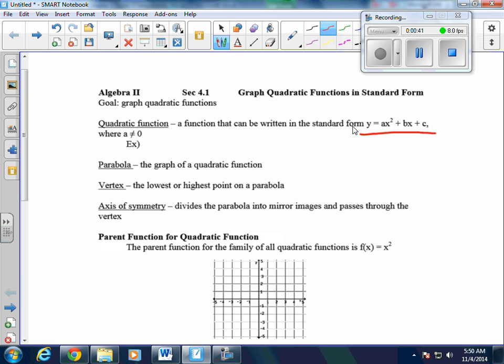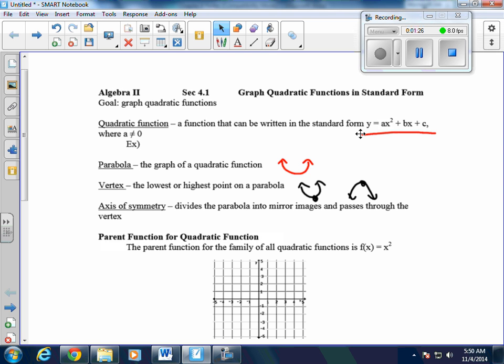Now, if we look at quadratic form, we know that the shape is going to be a parabola. And that's a graph of the quadratic function. Now, a parabola is simply a U-shaped curve. Okay, so it's going to open up, could open down, but it will make a U. The vertex is going to be the highest or the lowest point of that parabola. Now, obviously, if our parabola opens up, then our vertex is going to be the lowest point. So in this case, our vertex would be right there. If our parabola opens down, then our vertex will be our highest point.